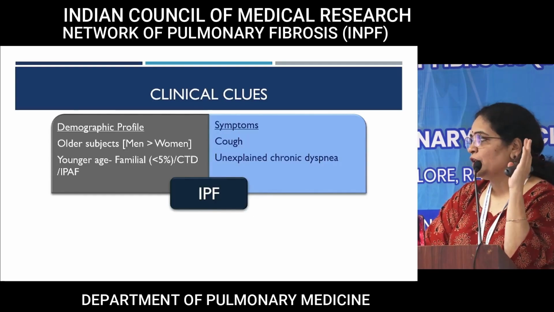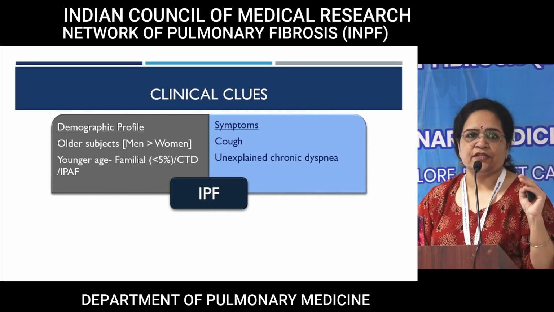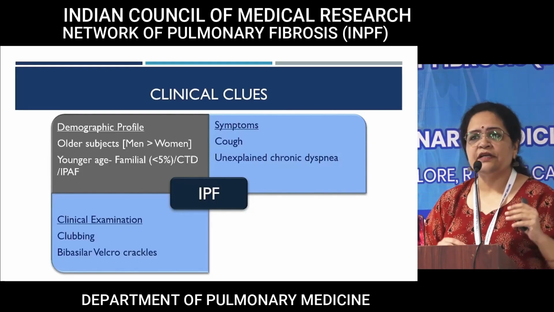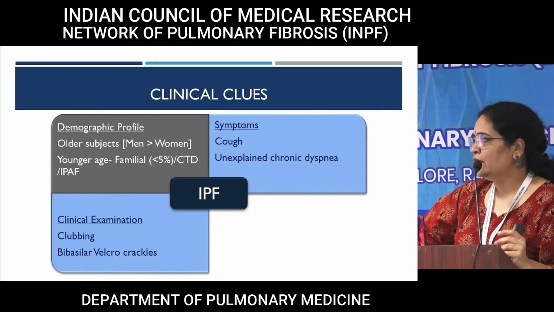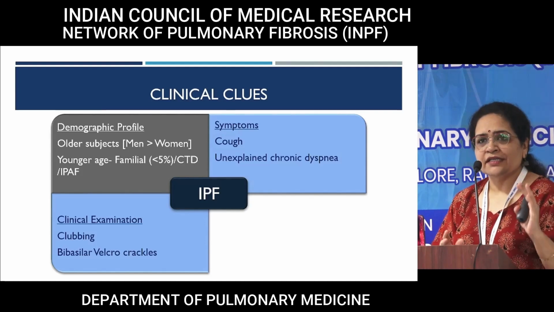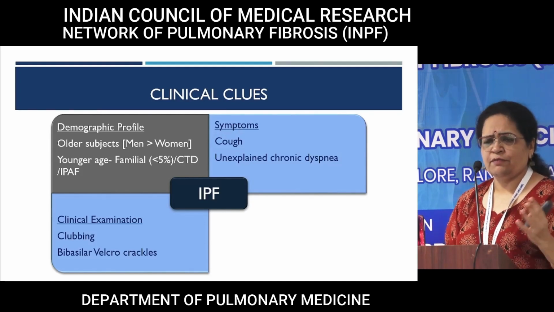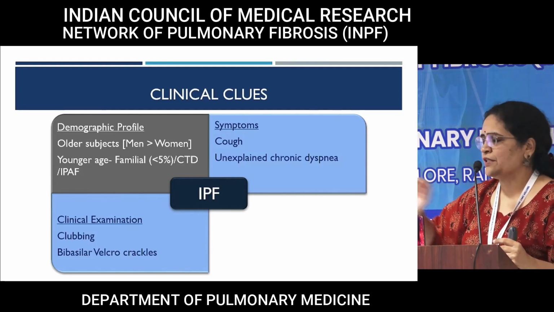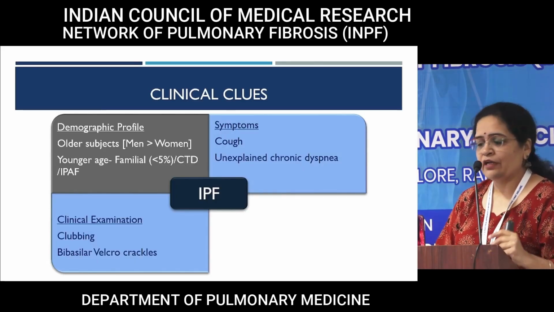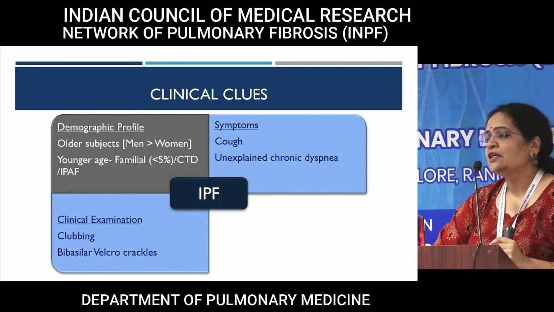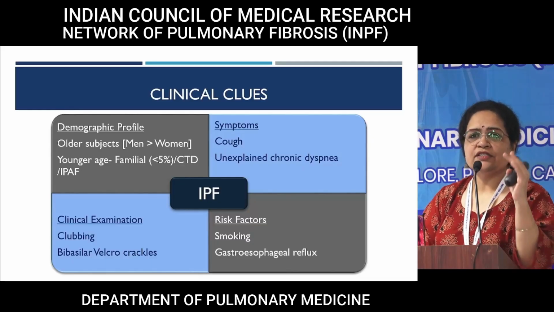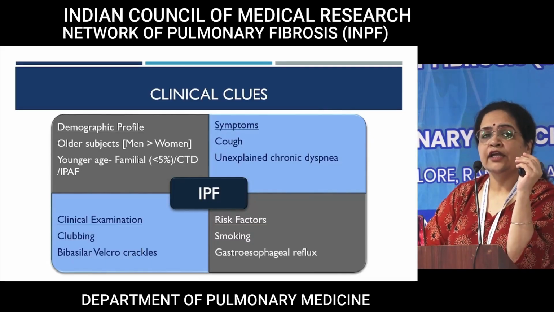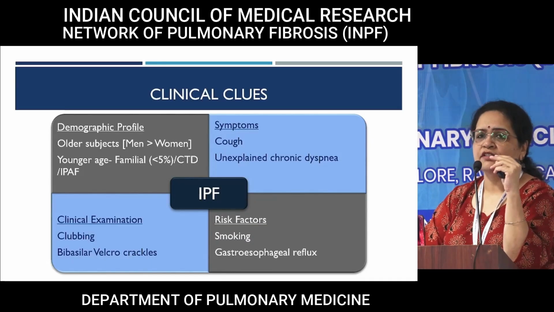Of course, it goes without saying that you have to examine the patient. Somebody with cough and unexplained dyspnea, all of them are not ILD. You have to look for suggestive findings like clubbing, which may or may not be present, but is usually present, bibasilar velcro crackles, and risk factors like smoking and gastroesophageal reflux. Again, need not be present, but these are known risk factors.